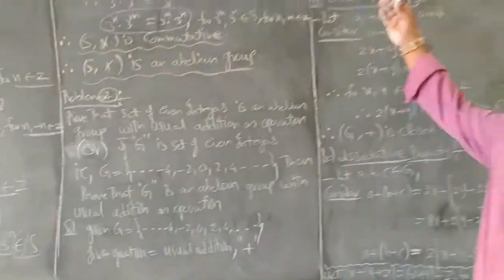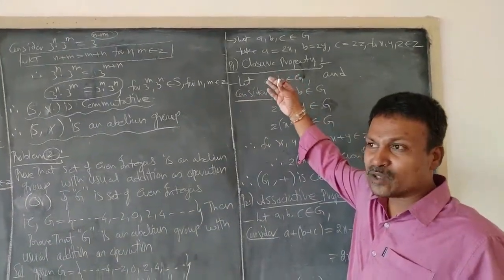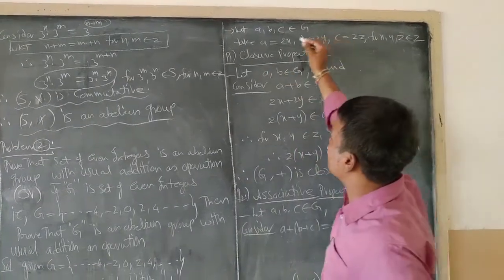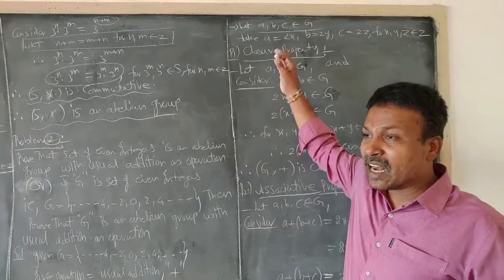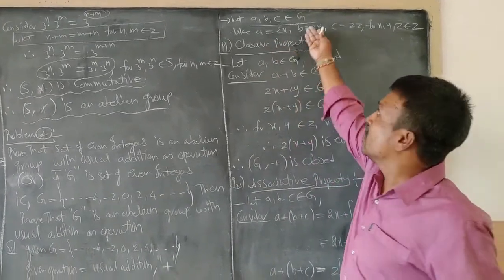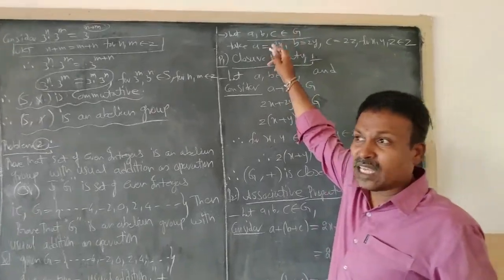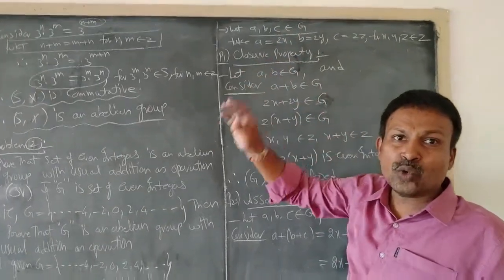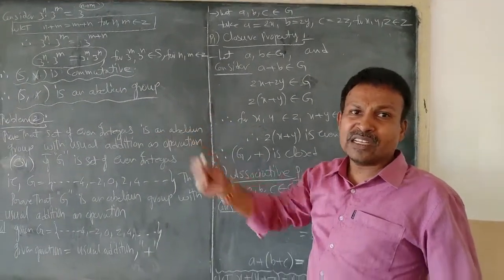So let us go to the part which is to be proved. Before that, let us take three elements of set G in general. So the three general elements are a, b, c belongs to set G. As they are even integers, they will be in the form of 2x, 2y, 2z, where x, y, z belongs to the set of integers.